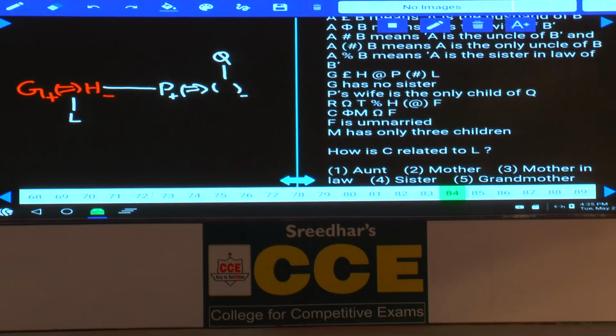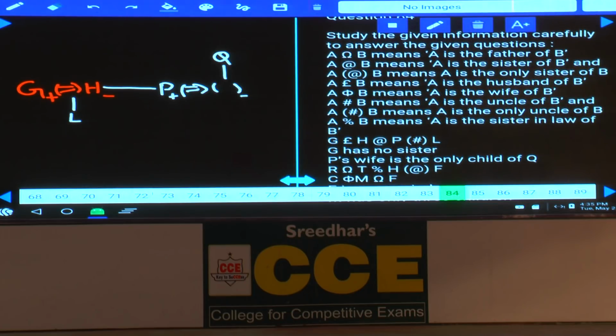And one more statement is given, R omega T: R is the father of T. Now in this one, R is the father of T. And next one, T percentage stands for: T is the sister-in-law of B. As T is the sister-in-law of B, and next one, T is the sister-in-law of H.